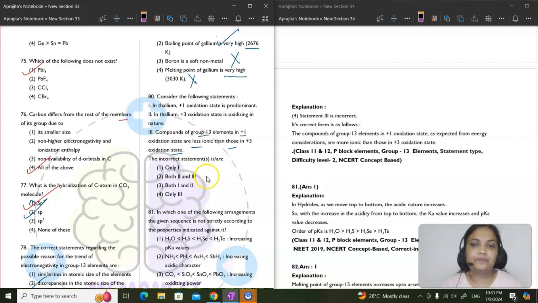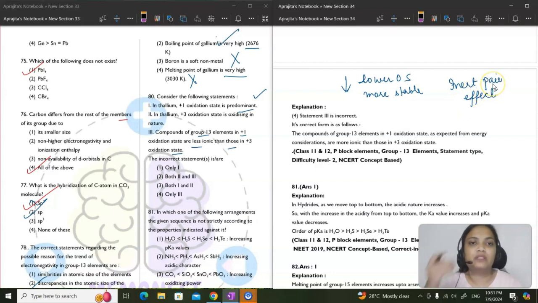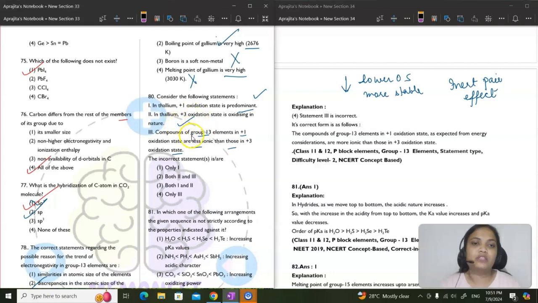Okay. So students, if I talk about thallium, yes, +1 oxidation state is predominant because when we are moving down the group, the lower oxidation states are more stable. Okay, in thallium again because of the inert pair effect, +3 oxidation state will not be very stable, +1 will be stable, and +3 oxidation state is oxidizing in nature. This is true.